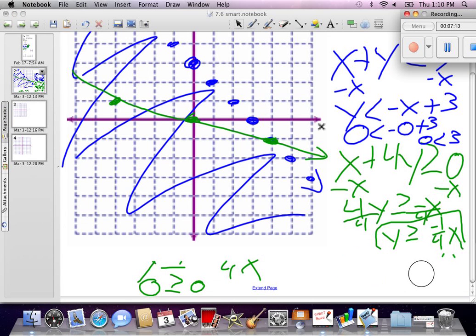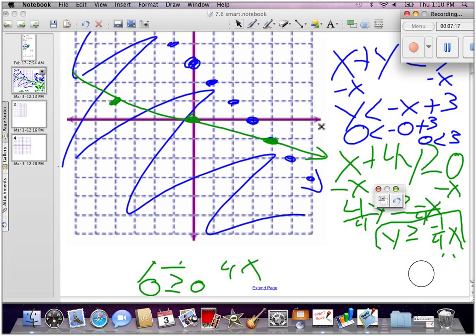Okay, so we plug in 0, 0. We get 0 is greater than or equal to negative 1/4 times 0. Please stop talking while I'm talking. So we get 0 is greater than or equal to 0. Okay, well the point is that y is greater than it. Stop talking. So we shade everything above the green line.